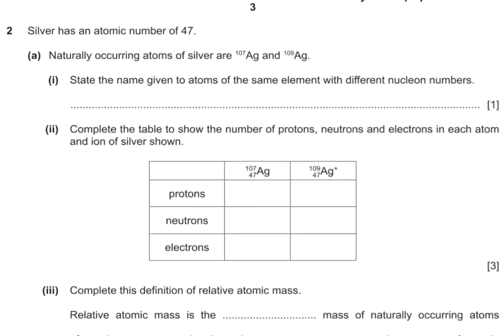Question 2. Silver has an atomic number of 47. Naturally occurring atoms of silver are silver 107 and silver 109. State the name given to atoms of the same element with different nucleon numbers. So that's isotopes.